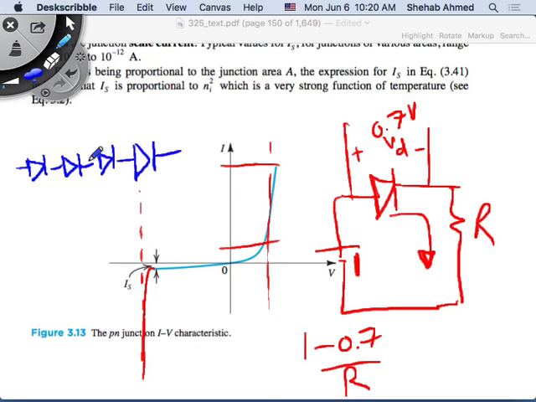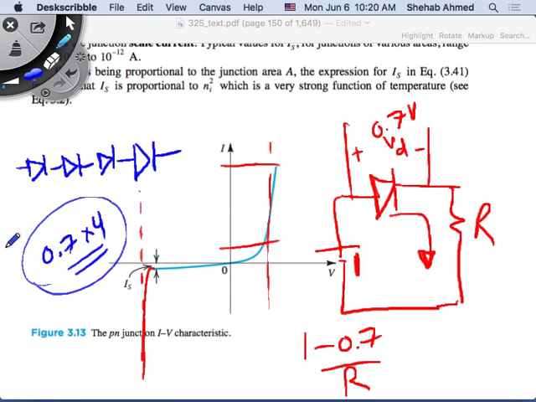And now I've created the what? 0.7 times 4. So I've created a 2.8 volt power supply. Do people do that? Yes, you can do that.